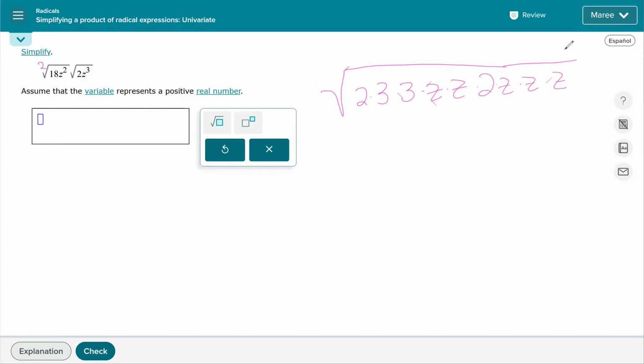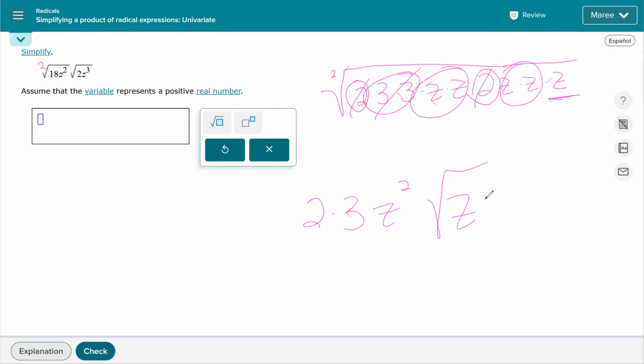Then we have a 2 here, and we have Z cubed. Because it's square root, that means this index is 2. We're looking for groups of 2. So we have a 2 here. There's 2 of them, so we could put 1 outside the square root. So when we have groups of 2 under the square root, then one of them can come out of the square root. So we have 2 groups of Z. So that's Z, and there's 2 of them. Now there's 1 left, and that has to stay under the square root symbol.